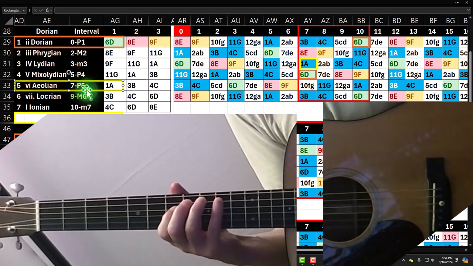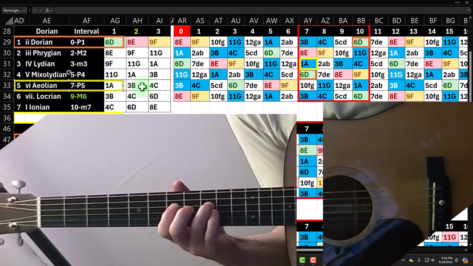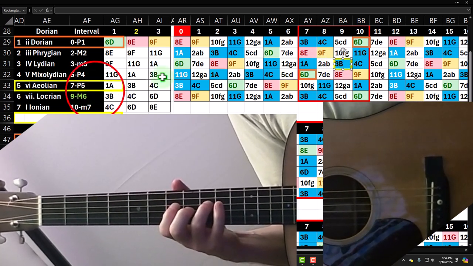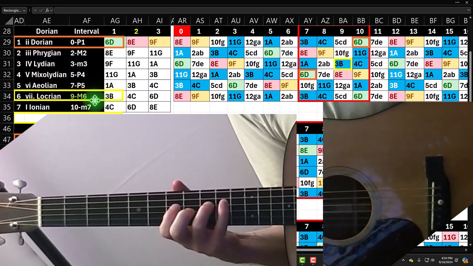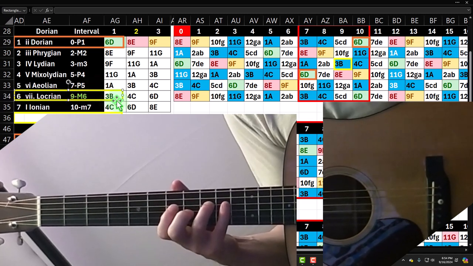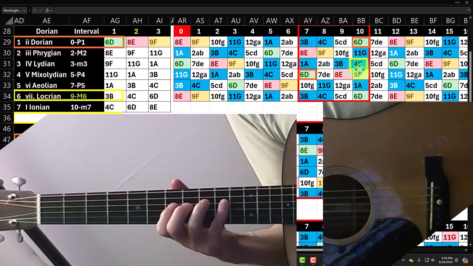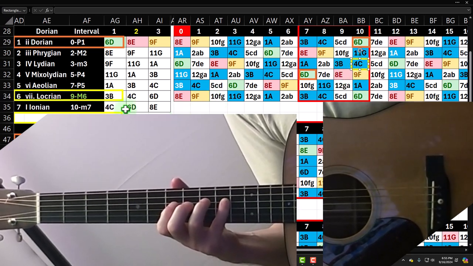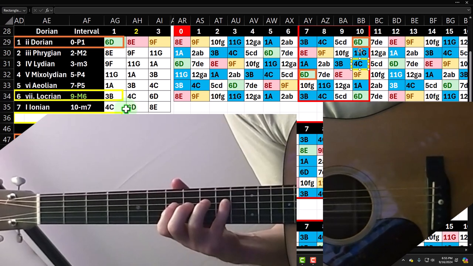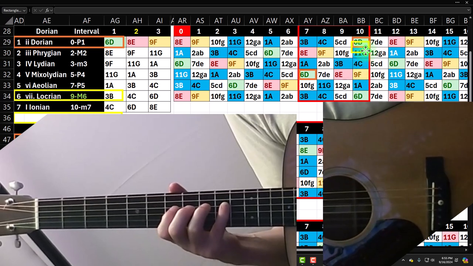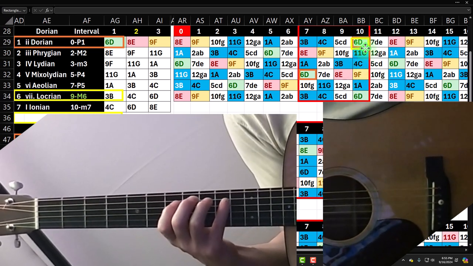And then the fifth of the Dorian to the sixth of the Dorian is a whole step. And then here's the weird one. It goes from the sixth of the Dorian to the seventh of the Dorian. That's where the half step is. Hold on a second. Wait a second. I messed up. Let me do this again. I had my pick in my hand, so it was messing me up.